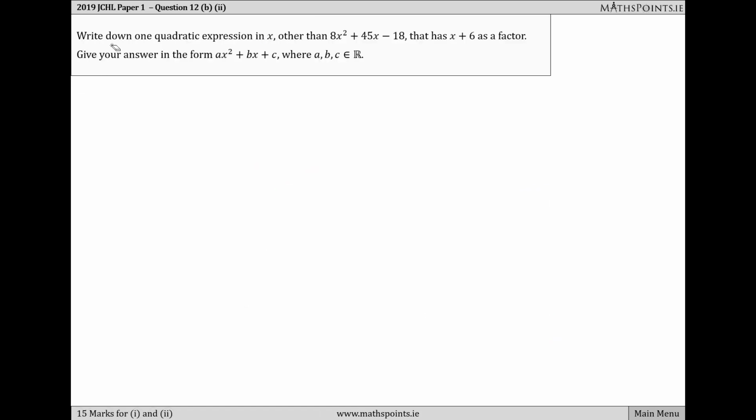So the question says, write down one quadratic expression in x, other than the one that we've already worked with, 8x squared plus 45x minus 18, that has x plus 6 as a factor. And it says, give your answer in the form ax squared plus bx plus c.